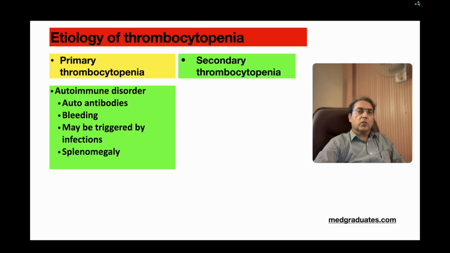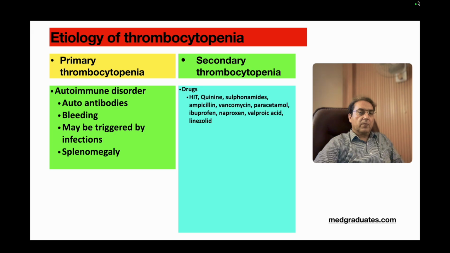Then you've got secondary thrombocytopenia, which has multiple reasons. Drugs are more common. For example, heparin-induced thrombocytopenia, quinine, sulfonamides, ampicillin, vancomycin, paracetamol, ibuprofen, naproxen, valproic acid, linezolid. Some of these drugs produce immune-mediated thrombocytopenia. Some of them can produce a non-immune mediated thrombocytopenia.